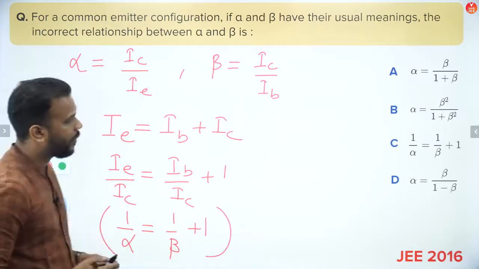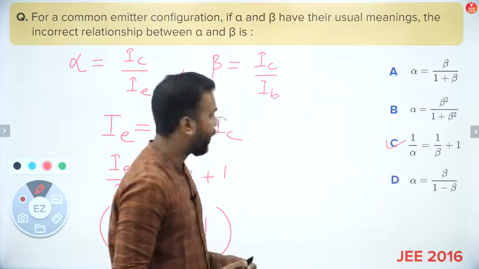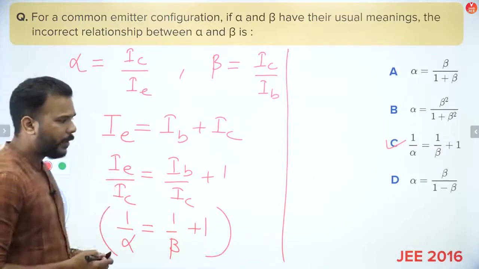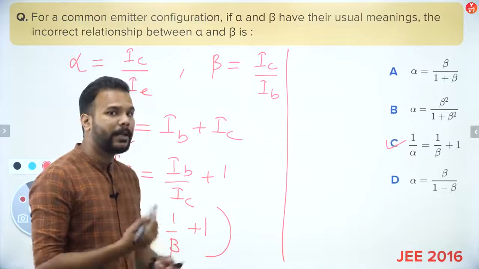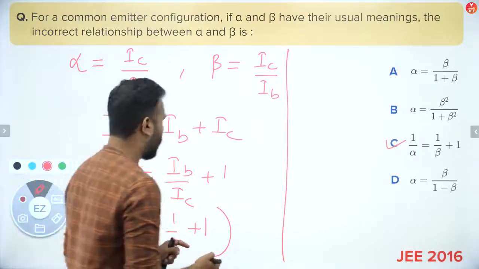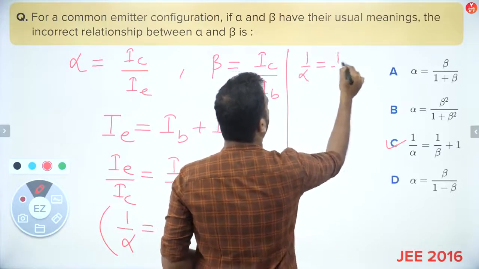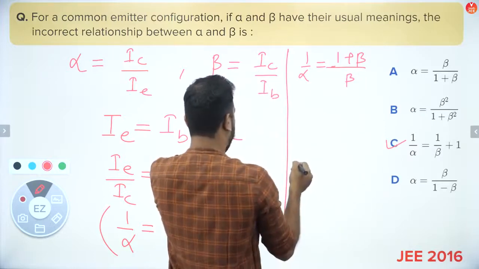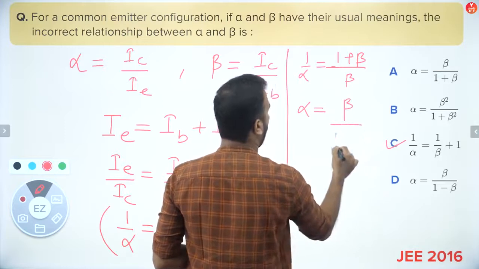Do we have our answer yet? Yes, we see that option C is the correct answer here, but not just that. Till the year 2016, you used to have questions which had multiple correct answers. So that's why we'll try to rearrange this, and when we rearrange this, we get 1 upon alpha is equal to 1 plus beta by taking the LCM, and now I can say that alpha is equal to beta upon 1 plus beta.